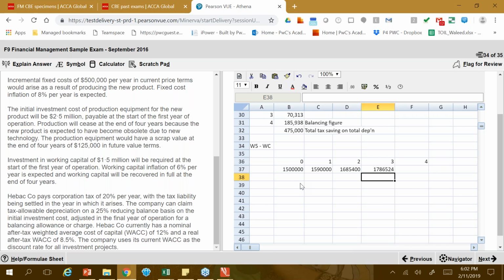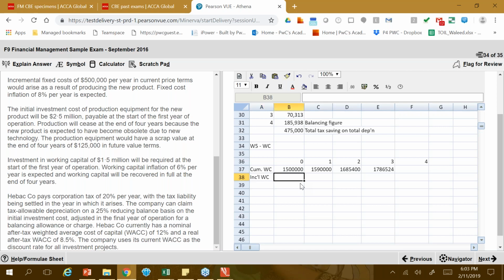So this is my investment. And then I have added the 6% growth in the working capital to arrive at year 3 working capital. This is basically my cumulative working capital, or the total working capital that is required on this project. The total working capital required is 178,654. Now what we need to do is find the incremental working capital.